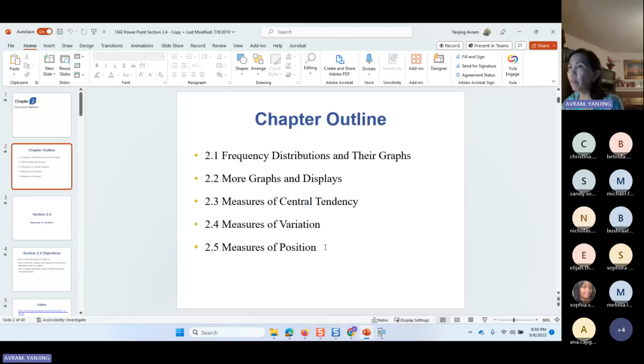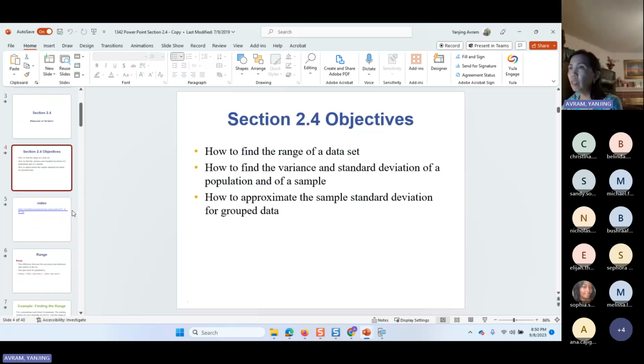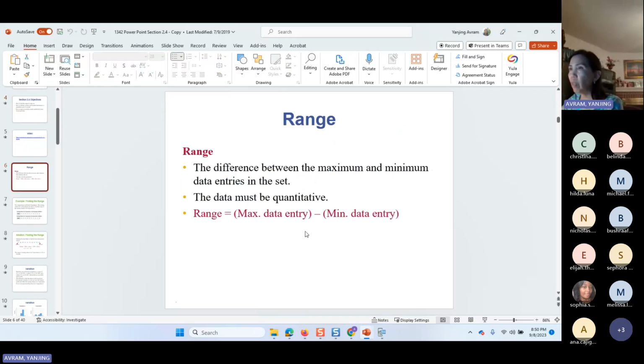Okay, 2.4 here is the measure of variation. So what is the measure of variation? We're going to need to be able to find the range, the variance, and the standard deviation for the population and for the sample. Okay, and how to approximate the sample standard deviation for grouped data. And as I said earlier, we're going to use a calculator to find this one because it has a built-in formula for that. So this will be pretty easy. We use the calculator, okay? But we still have to understand some of the concept first.